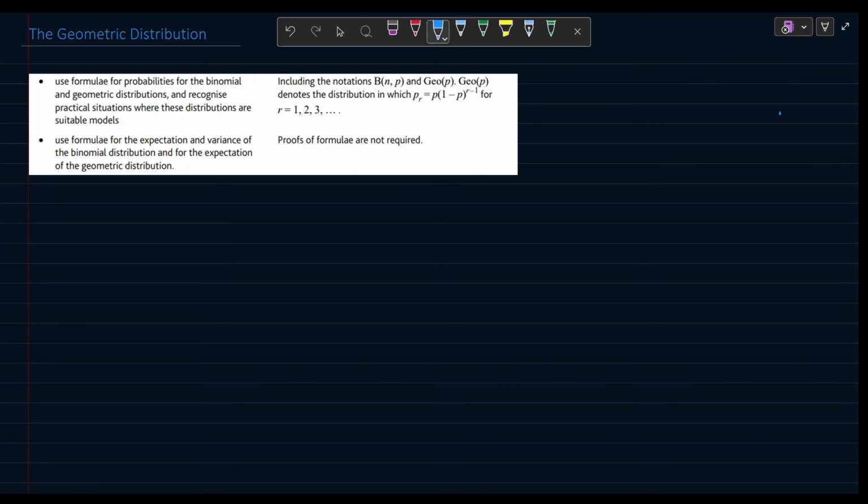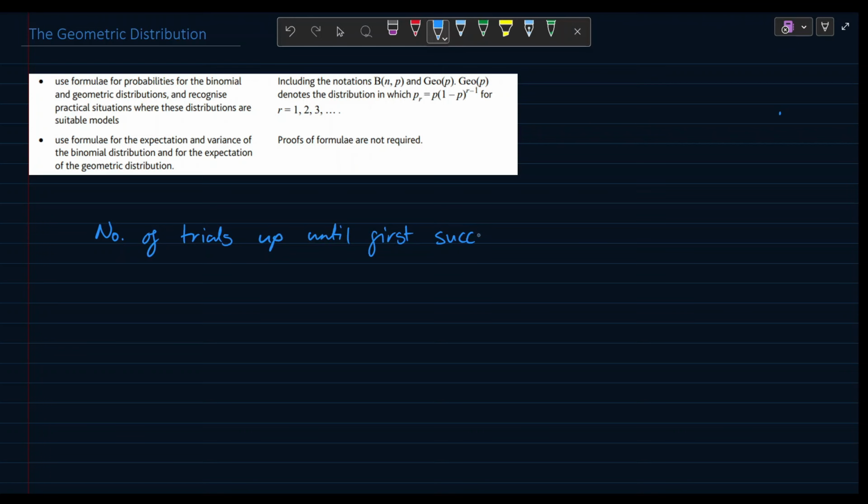Right, in this video we're going to be looking at the geometric distribution. This is similar to the binomial distribution, but the difference is that in the binomial distribution we had a fixed number of trials. In the geometric distribution we no longer have a fixed number of trials. In fact, we are investigating the number of trials up until our first success.